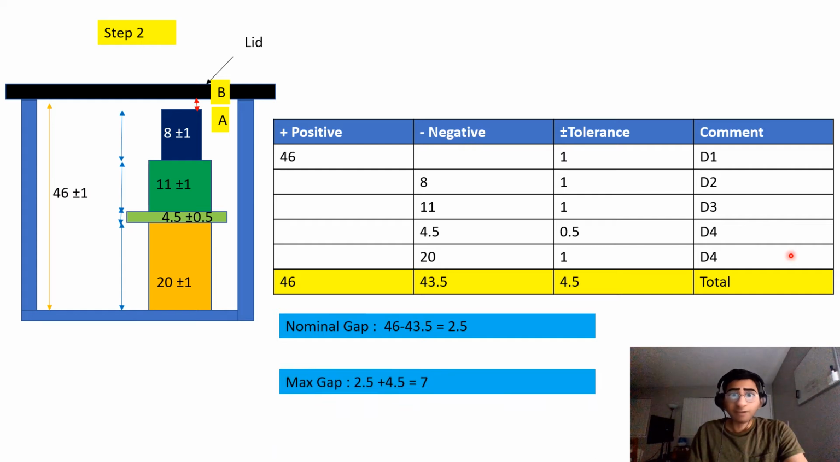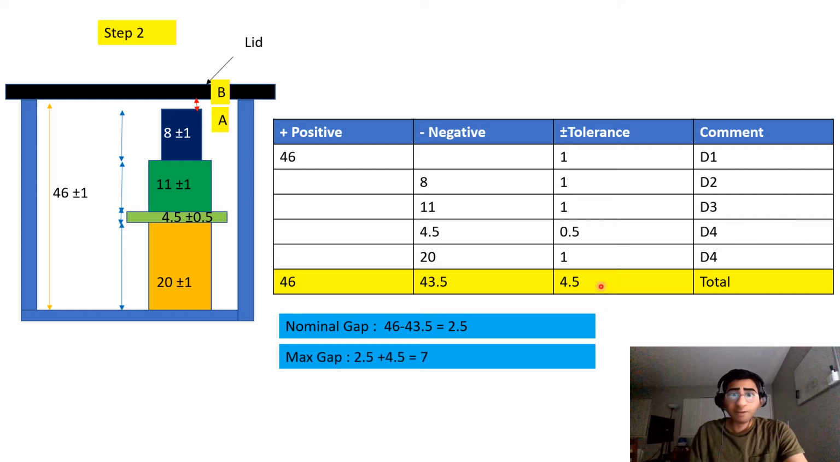And what will be the maximum gap? Maximum gap will be this nominal gap plus minus this tolerance. So the biggest one will be 2.5 with the additional 4.5. So we can have a gap of 7, which is good. If we have a bigger gap, the lid will close.